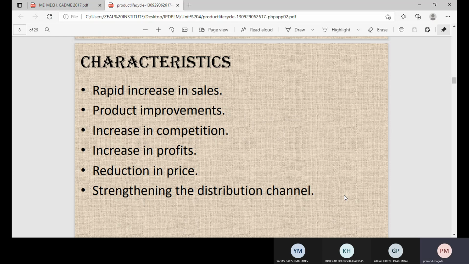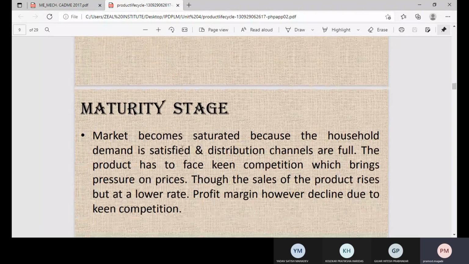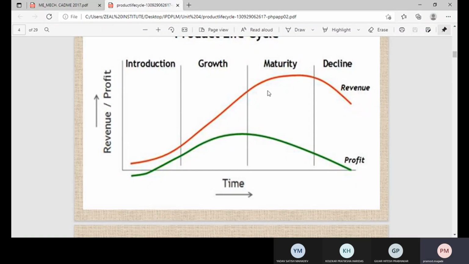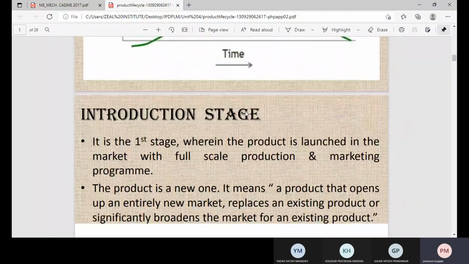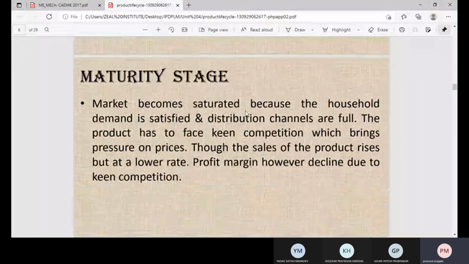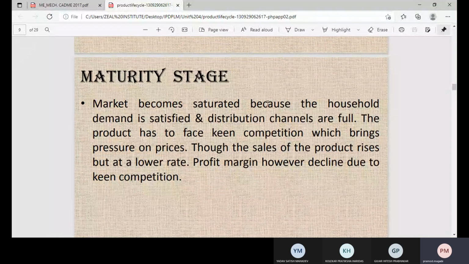Okay. Now the third will be the maturity stage. It is the final stage through which we can get maximum profit, so this will be called the maturity stage. The market becomes saturated because the household demand is satisfied. So we have reached up to the mark, and the distribution channels are full. Full means competitors also reach up to that level.